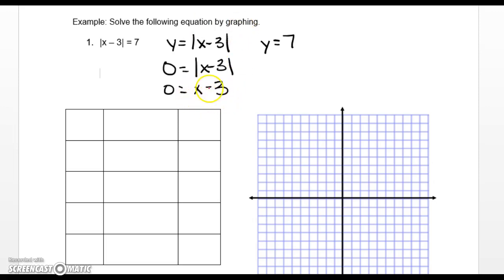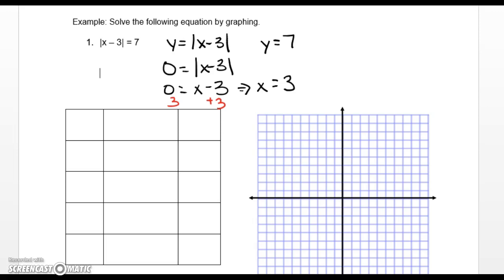We're going to solve for x, so we want to get rid of the subtract 3, so we add 3 on each side. Our x value in this case is going to be positive 3. That is where we're going to see the crossover from the negative y values to the positive y values.